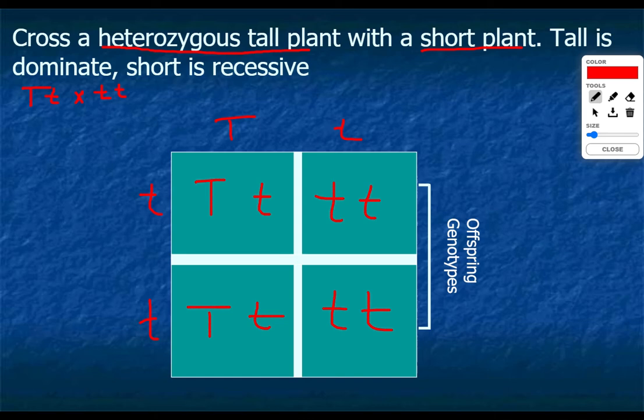If we take a look at this, guys, and describe the genotypes, we could have either a heterozygous or a homozygous recessive. 2 out of 4 are heterozygous, that's 50%, and 2 out of 4 are homozygous recessive, that's also 50%. If I describe the phenotypes, we would have 2 tall, which is 50% tall, and 2 short, which is 50% short.